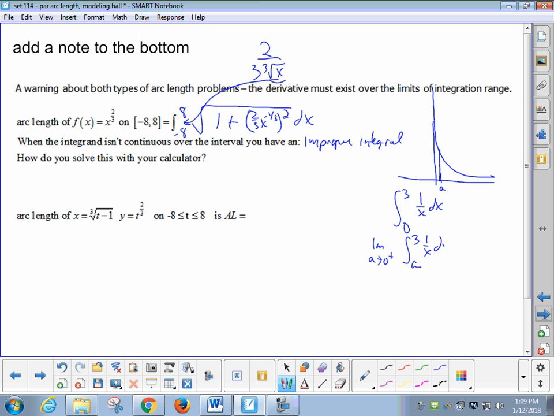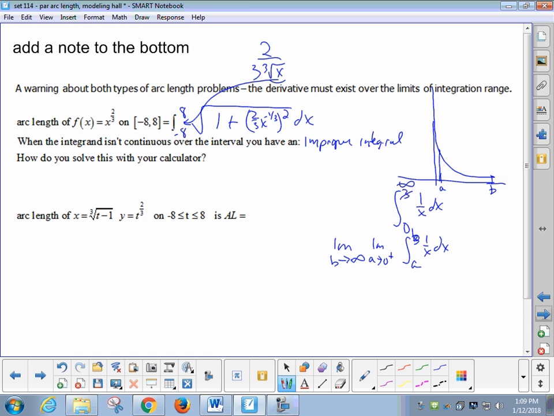Now that is the improper integral idea. Even more fun would be if instead of going to 3, you let it go to infinity. In which case, you let this be b, and you say, what happens as b goes to infinity?